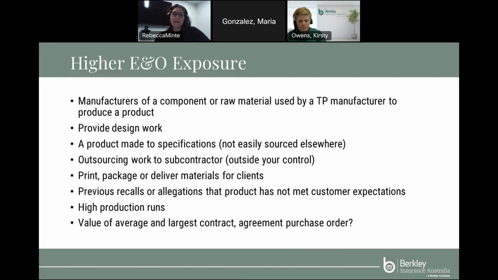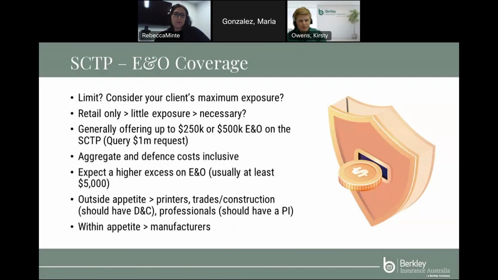So, next slide. Again, we've discussed the limit. How can you ascertain the best limit for your client under the E&O extension? Like I said, have that conversation with them, check what their average and largest contract is, and go from there.